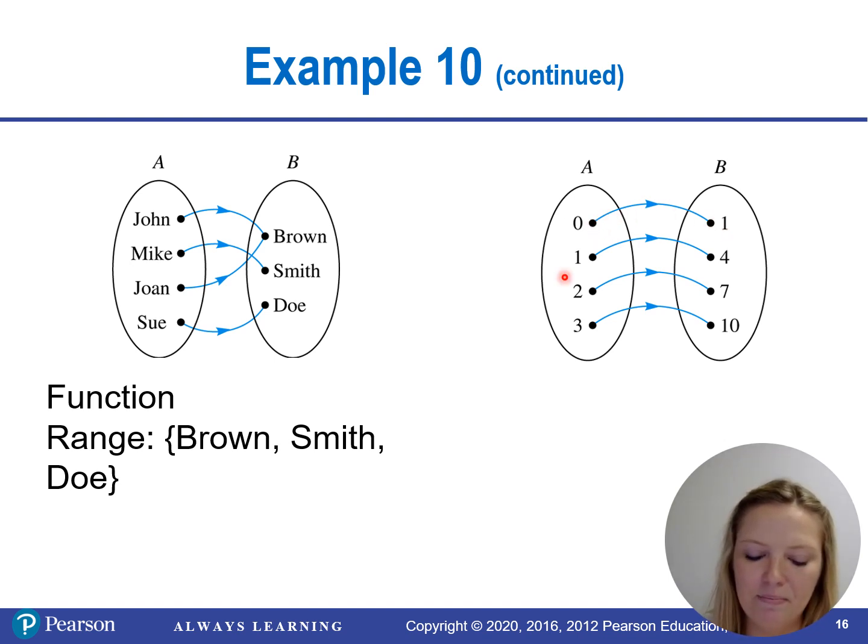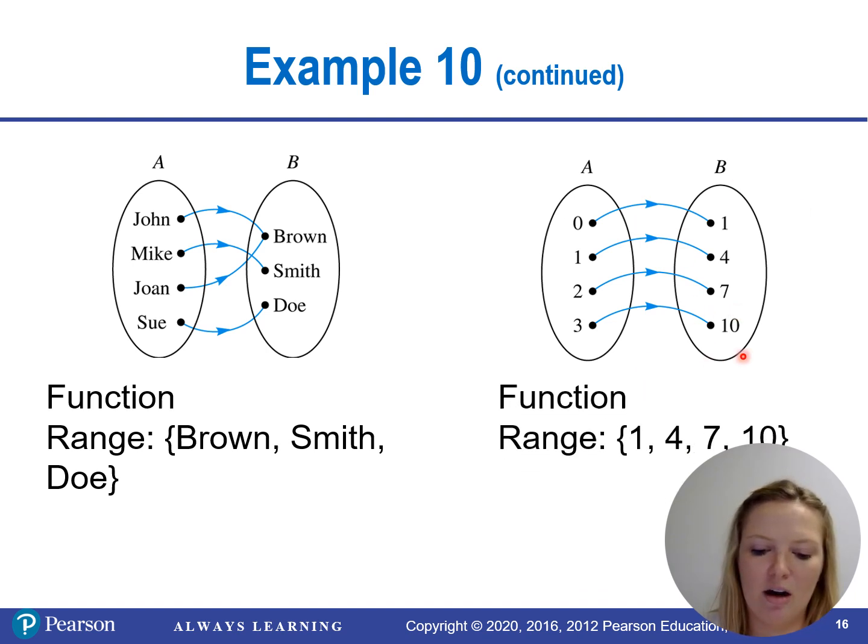And then here, these inputs all map to one output, so this is a function and the range is all of the values of our outputs, 1, 4, 7, and 10.